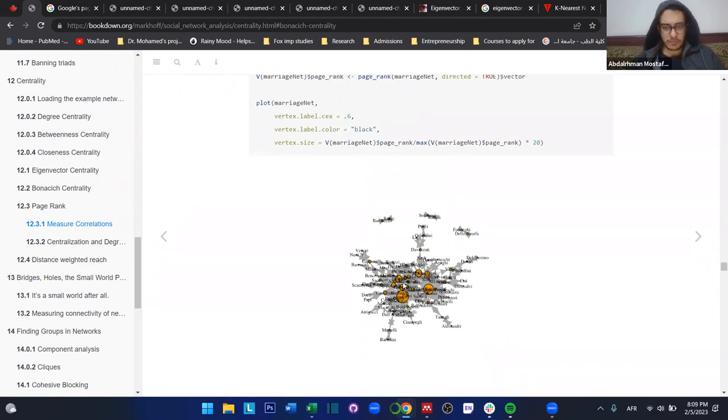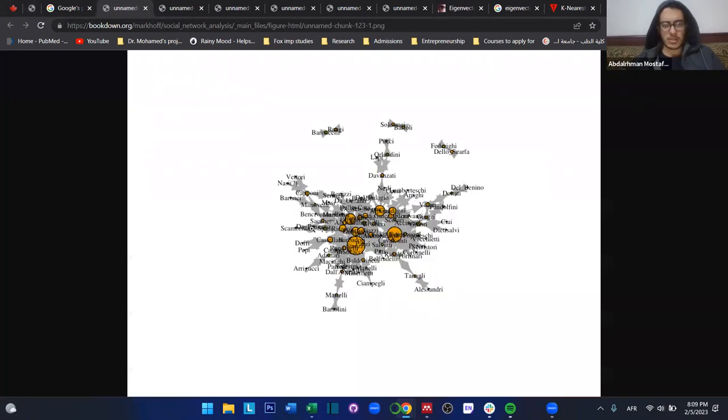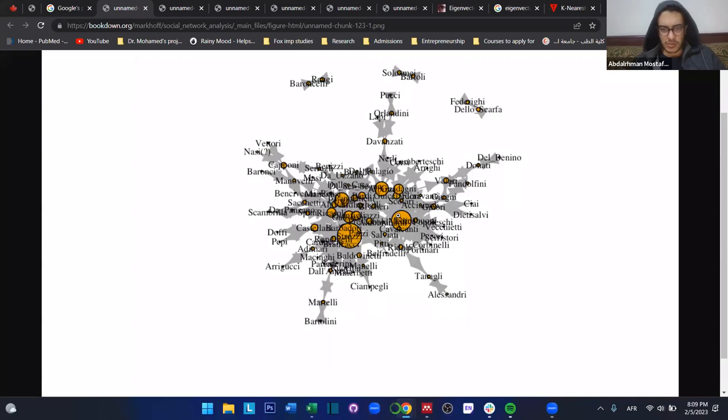And as expected, the Strozzi family was quite central, right? Since you have a very high chance of coming across the Strozzi family if you were to pick any of the other families that are dependent on it. But some other families also come up here. And I'm not sure if the Medici family is one of them. I think this circle represents it, but I'm not quite sure.